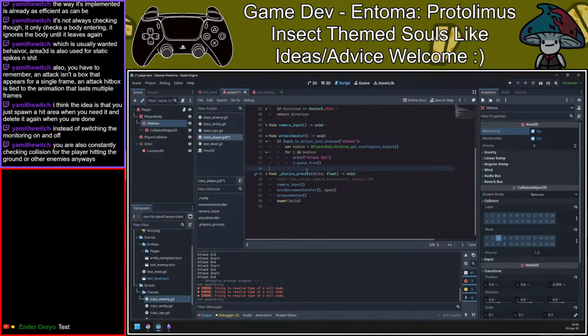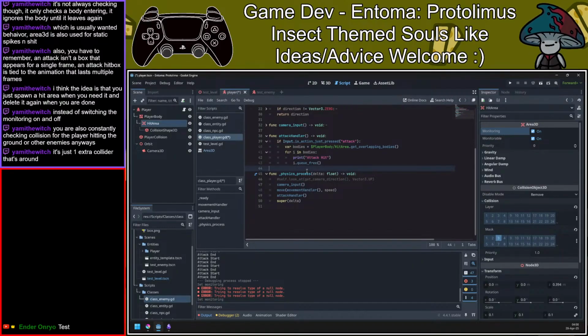You're also always constantly checking collision for the player hitting the ground. I suppose that is a thing that's happening. And this isn't even what the player's actual attack states are going to look like. This is just learning how to do attack type stuff. This is just learning how to detect an enemy and then execute code based on that enemy detection.